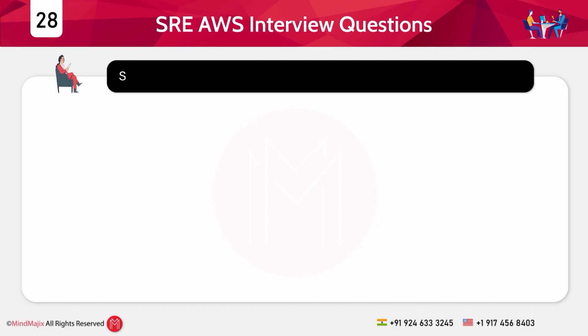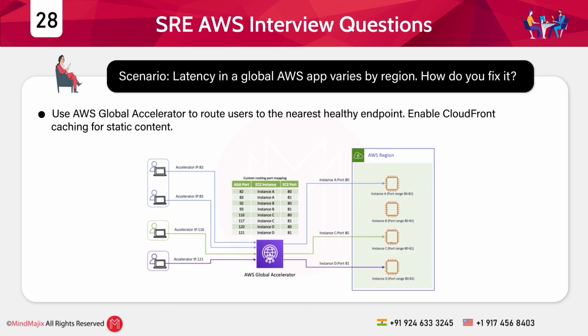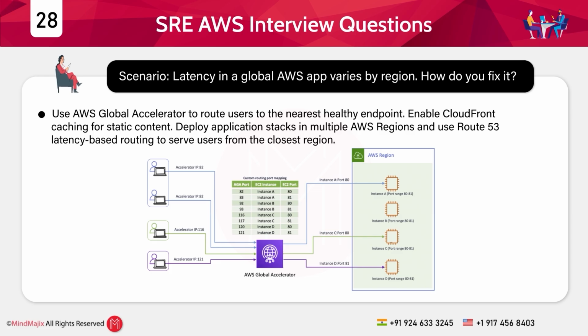The next question is, let's say there's a scenario. You have a latency in a global AWS app that varies by region. So how do you fix this scenario? To address the regional latency differences, I would first analyze the CloudWatch metrics and use tools like AWS SRE to pinpoint where the delays occur, whether in the network, application processing, or data retrieval. Implementing AWS Global Accelerator would help route users to the nearest healthy endpoint using the AWS Global Network and thereby reduce the round trip time.